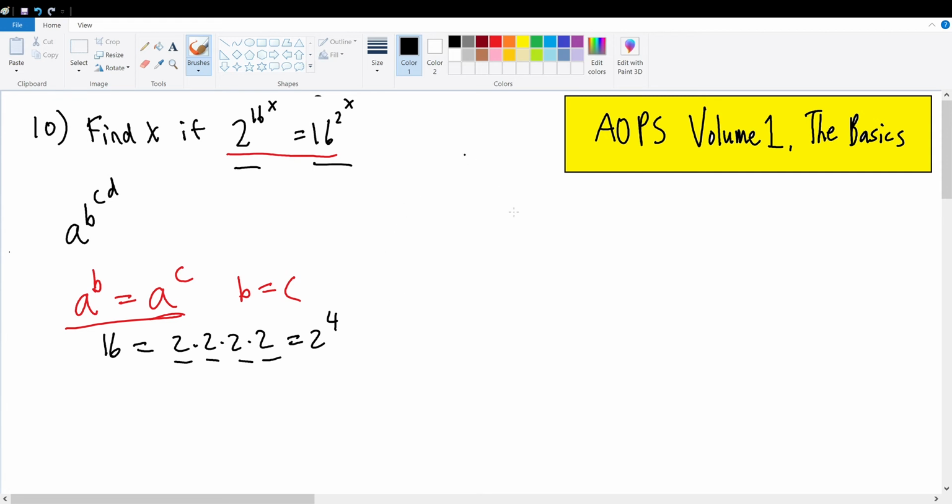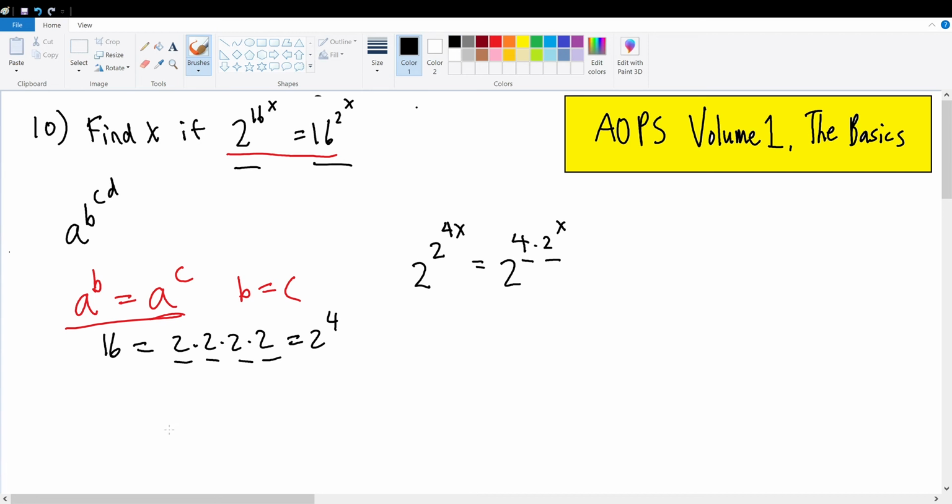Therefore, we can rewrite this equation as 2 raised to the 2 to the 4x power is equal to 2 raised to the 4 times 2 to the x power. A general misconception and mishap is to simply multiply 4 and 2 together. That is incorrect. You can never multiply the bases together if one of the other numbers has an exponent.